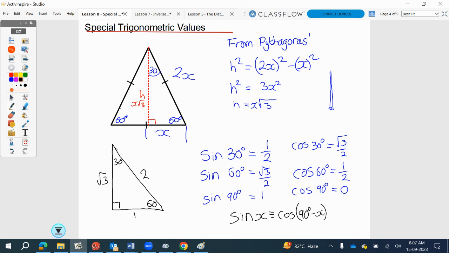How did you simplify 2x times root 3? When you had h squared is equal to 3x squared, how did you simplify it to x root 3? How do you get rid of x squared? You square root it. Because the 3 and x are separate, the x is out of the radical, but the 3 is in the radical.